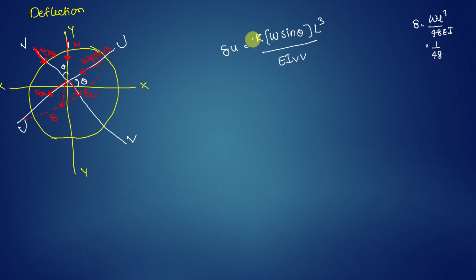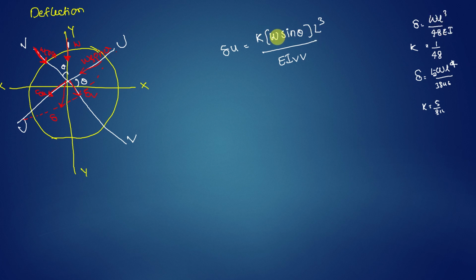I am just representing it as K. That can be applicable for any type of beam. Based on its end conditions, the value of K will be determined. If it is a simply supported beam with the point load at the center, the K value will be 1 by 48. And if the same simply supported beam carries a UDL over the span, the deflection is 5 WL power 4 by 384 EI. Then what is the K value? 5 by 384, like that. So according to end conditions, the K value will be determined, right? And the remaining is WL cube by EI.